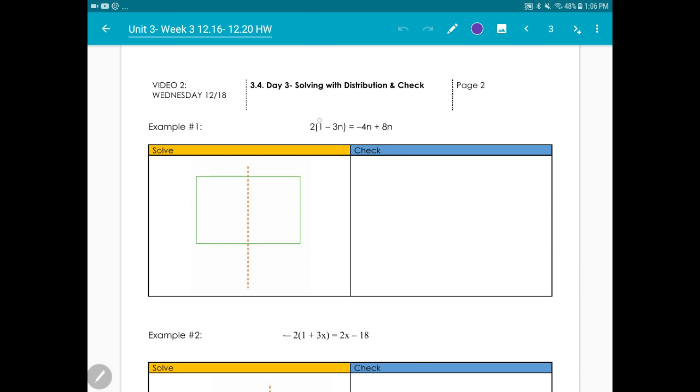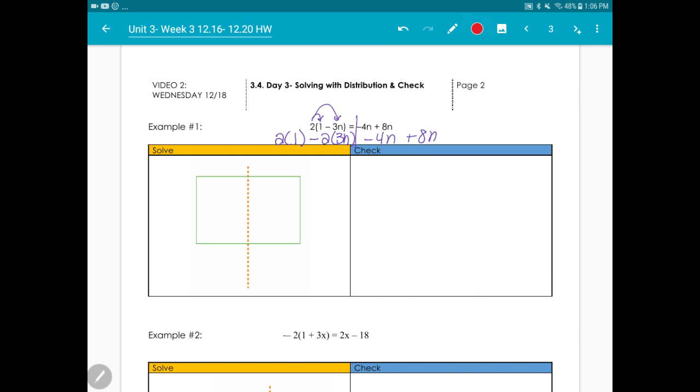So let's look at example number 1. Before I go ahead and put this in my solving square, I want to make sure to do my first step, which is distribution. So I get 2 times 1 minus 2 times 3n. Now on my right side of the equal sign, there are no parentheses, so I am not distributing anything.